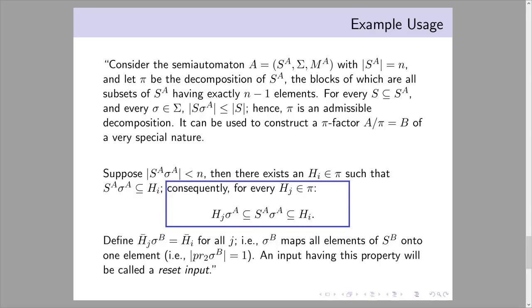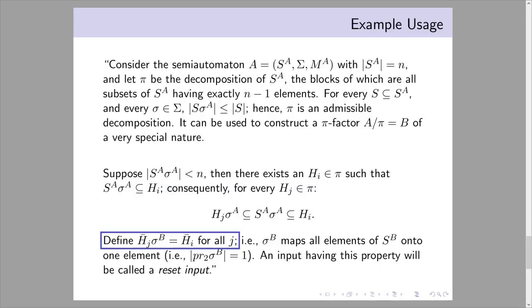Consequently, for every h_j in pi, h_j sigma_A is going to be a subset of S_A sigma_A. Well, of course, so h_j is a subset of our state set S_A. h_j is in pi, so it's just going to be a set of n minus 1 states. And then we're going to take its image under the function sigma, and that's going to be a subset of the entire image of the function sigma. And of course, we already said that S_A sigma_A was a subset of h_i.